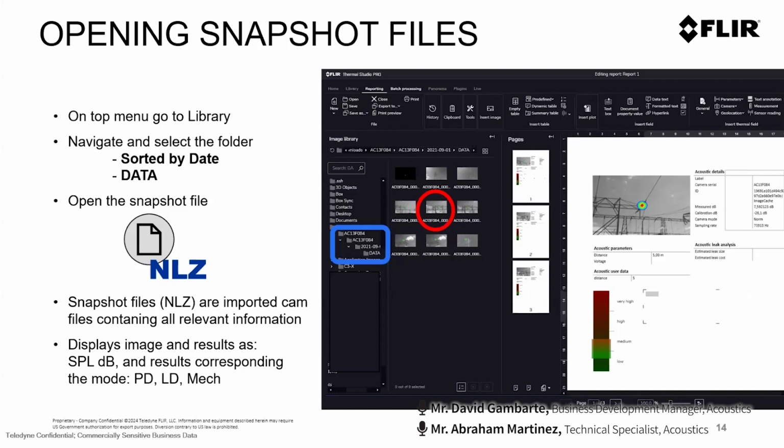The NLZ files are the ones that contain all the information and all the necessary results that you take with the camera. So open the NLZ files, and from there you will be shown all the results, the snapshot, and everything that you can get into the report and the relevant information. And then from there, it's just a matter of compiling the results and consolidating a report, and in a few clicks you will be creating a complete and full report.